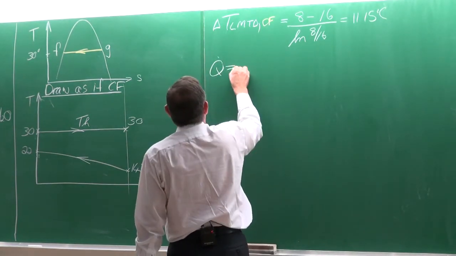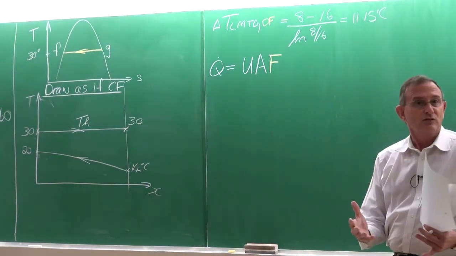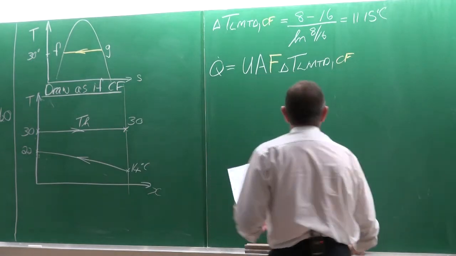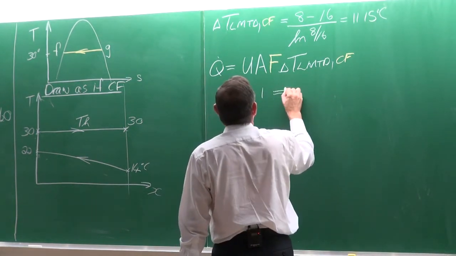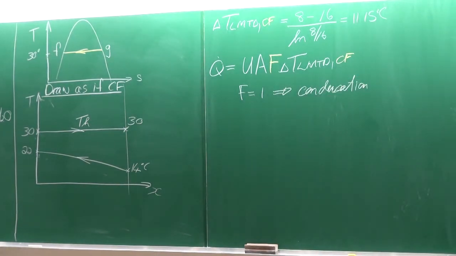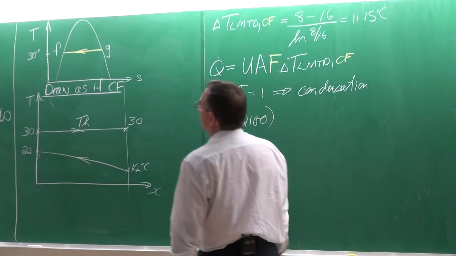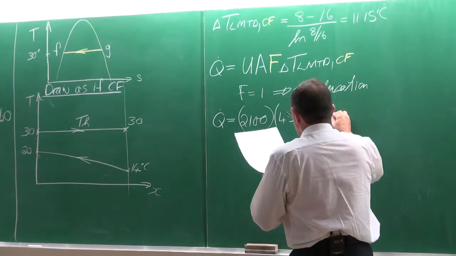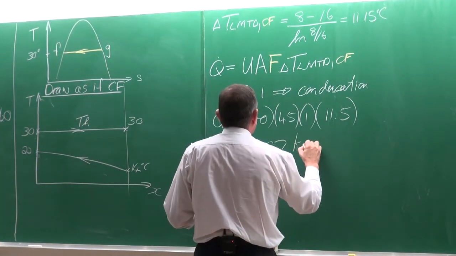Right, now we can go and calculate the heat transfer rate by saying it is equal to UA multiplied by the correction factor, because it is not a counterflow heat exchanger, multiplied by the LMTD as if it is a counterflow heat exchanger. But F should be equal to 1. Why? Because we have condensation on the hot side. Therefore, calculating the heat transfer rate Q is equal to U, which is 2,100, multiplied by the surface area, 45. The correction factor F is equal to 1, multiplied by the LMTD, 11.5, and that would give us an answer of 1,087 kilowatts.